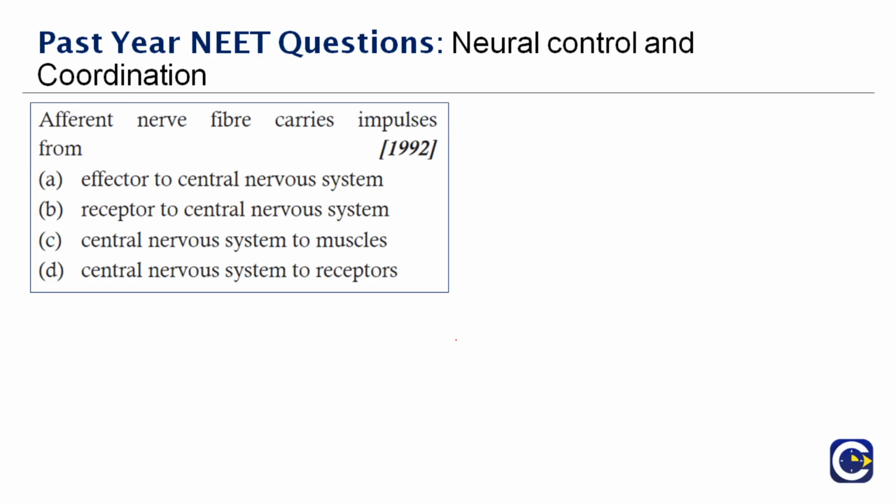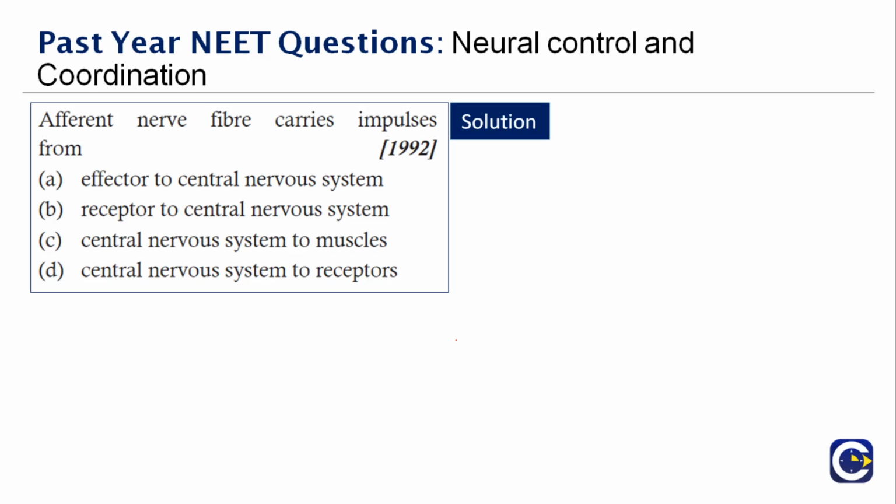Next question here. Afferent nerve fiber carries impulses from dash. I think we did not see anything about the afferent part earlier. Afferent neurons are actually pseudo-unipolar neurons that have a single axon leaving the cell. The neurons that receive information from our sensory organs, especially skin and eye, and transport the input to the CNS, are called afferent neurons.